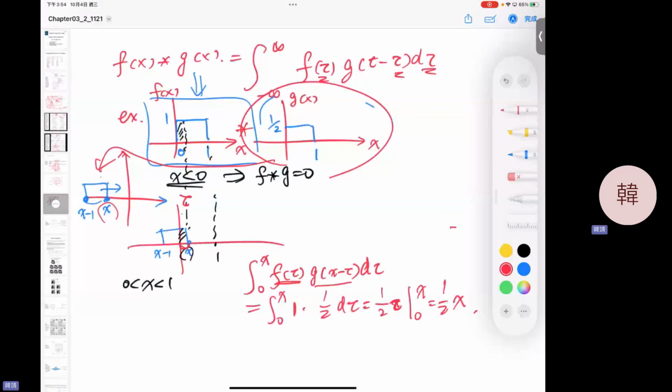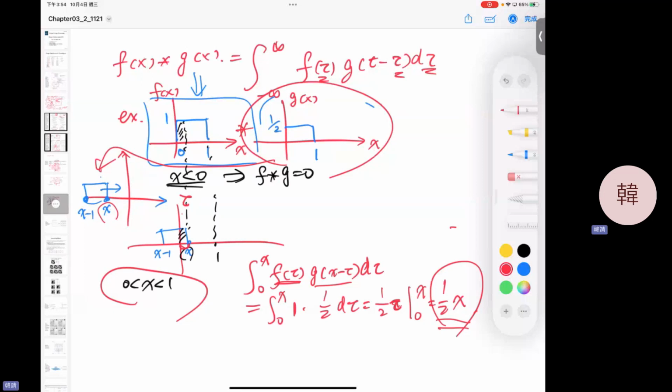So see, when your x located is 0 to 1, their overlapping area is this function, 1 divided by 2 multiplied by your x location. So you can see the area getting more and more until all the squares overlap together, and the integration result will be 1/2, the highest value.